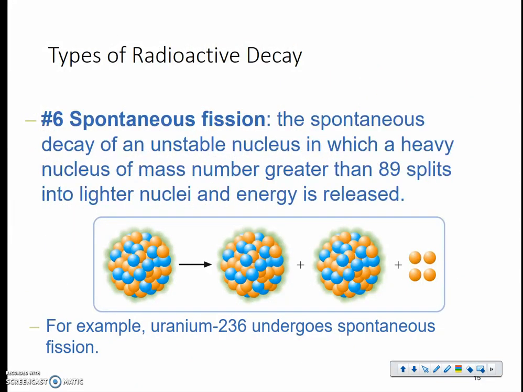The last one is spontaneous fission. So fission is when one nucleus splits apart into multiple smaller nuclei. So in this case, uranium splits into yttrium and iodine, and in the process also releases 4 extra neutrons. So we're just breaking apart into multiple smaller things.